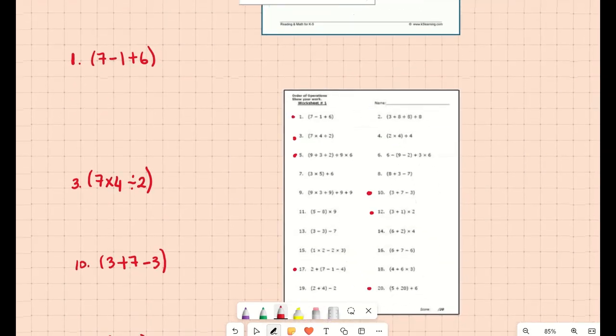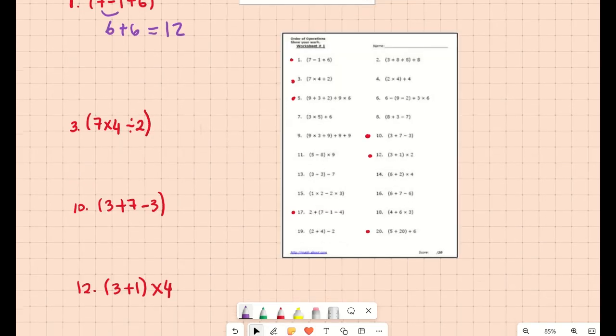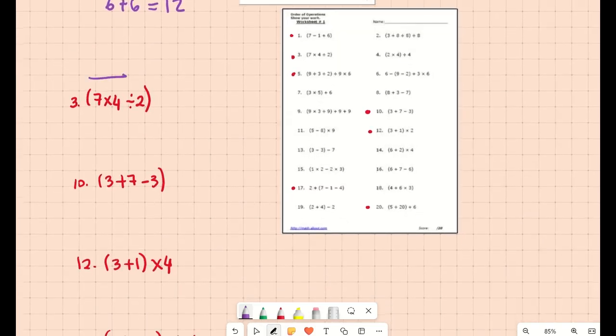I have 2 worksheets that I prepared, and I chose a few problems. Hopefully it will be enough for our exercises. 7 minus 1 plus 6. All of the operations are inside the parentheses, so we have to go left to right, okay? So first the subtraction, which is 6, and then addition, which will be 12. Okay, then the second one, let's see. Left to right again, and I see the division first. That means 28 divided by 2, which will be 14.